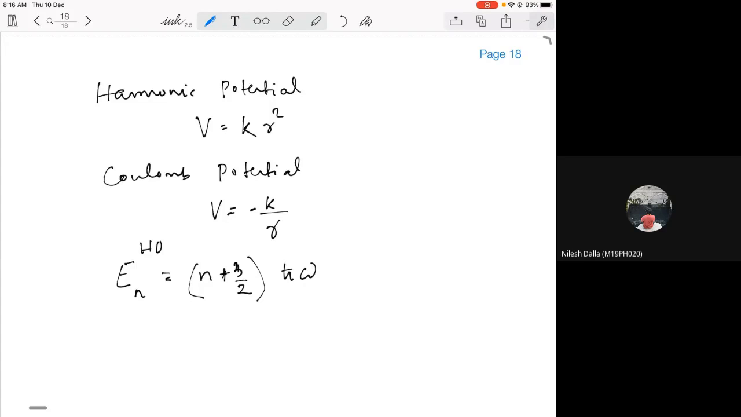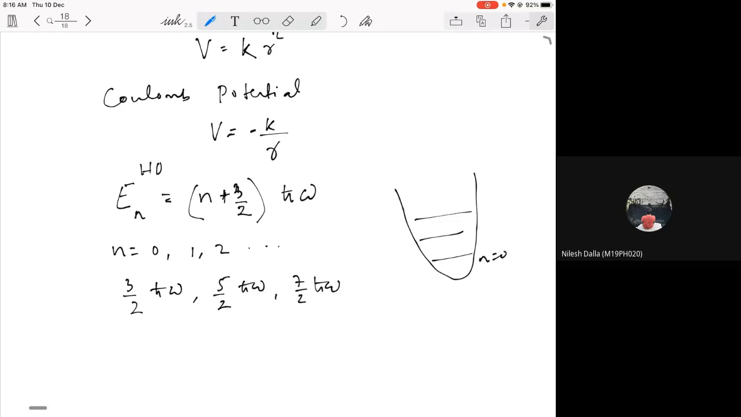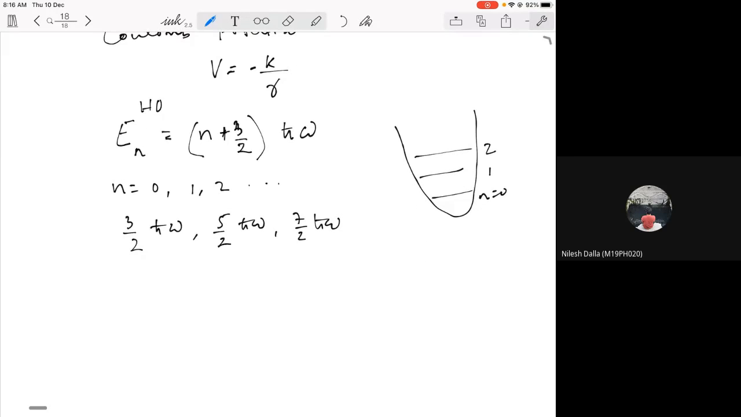So n can be 0, 1, 2, and so on, right? The energies will accordingly be 3/2 ħω, 5/2 ħω, and 7/2 ħω. So if I take a potential like the harmonic oscillator, these are my energy levels, n equal to 0, 1, 2, and so on. But when you solve the Schrodinger equation in spherical coordinates, typically you get a different form. n is your quantum number, right?